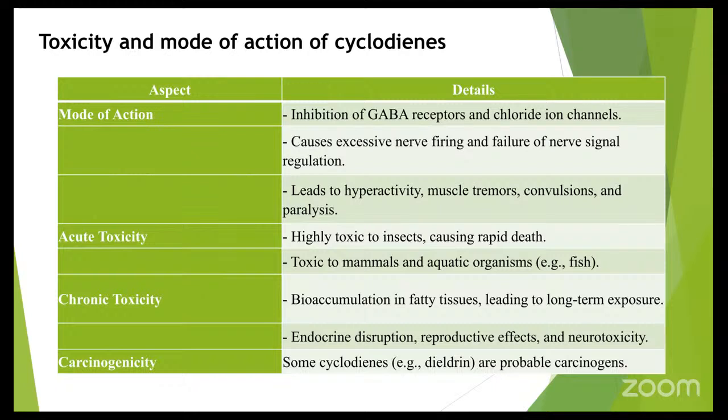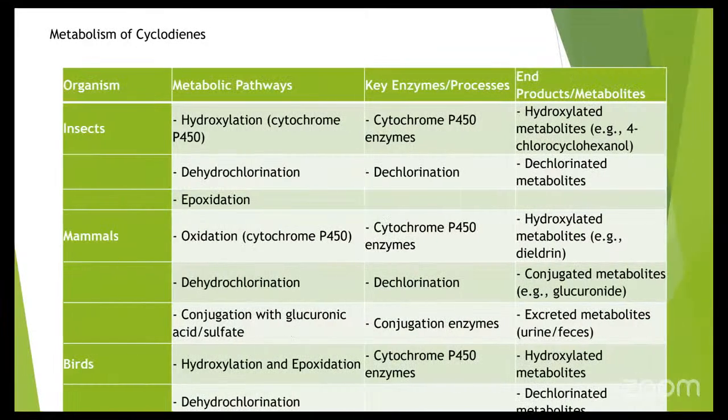Whatever photoproducts are produced from aldrin, dieldrin, heptachlor, and endrin tend to be more toxic upon exposure to sunlight. The photoproducts are formed, right? So they tend to be more toxic and more persistent in the environment than the parent compound. So that is what we mainly see here. That is the toxicity of cyclodienes.